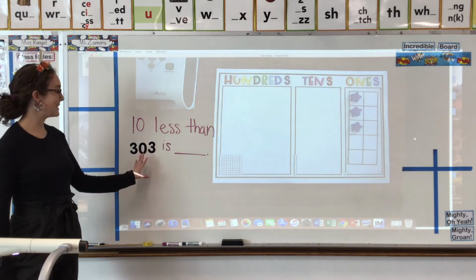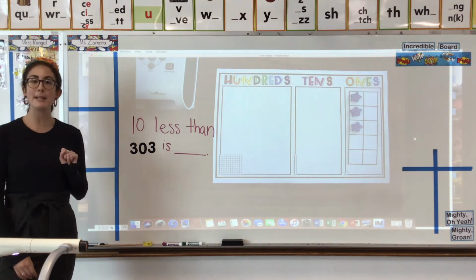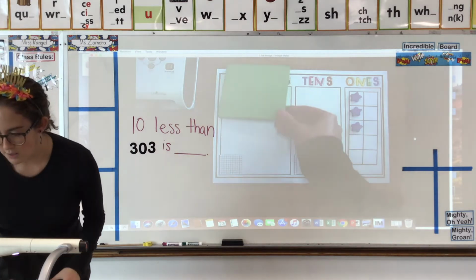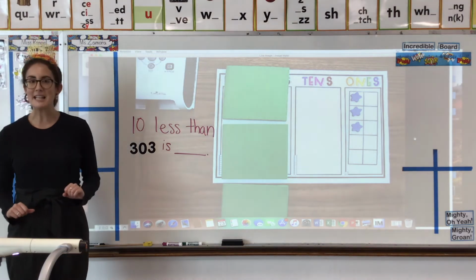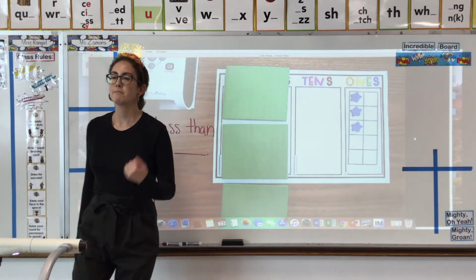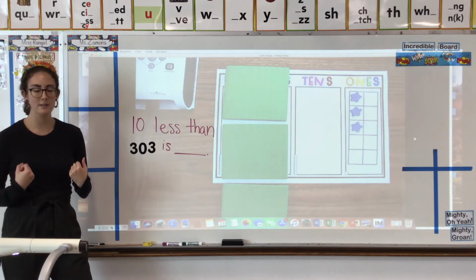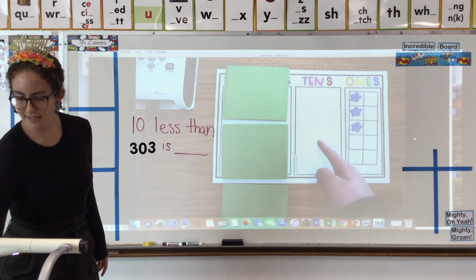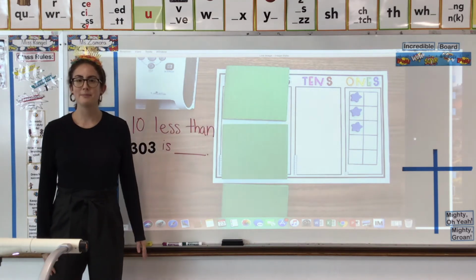Awesome. How many 10s are there? There's none. What about hundreds? How many hundreds? 300s again. Let's go ahead and show those 300s. Awesome. So everybody has 303. So second grade, this problem is asking us to take away a 10. But if you look at our number, again, do we have any 10s right now? No, we don't have any 10s.